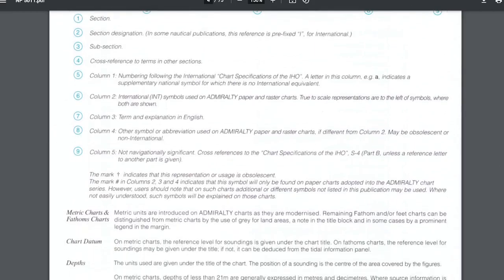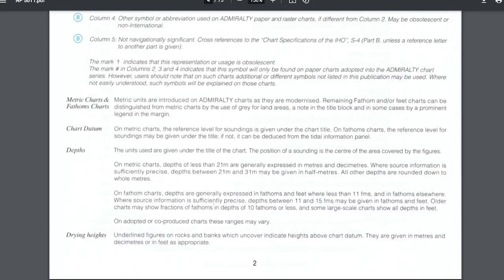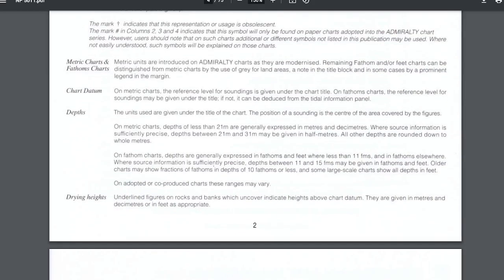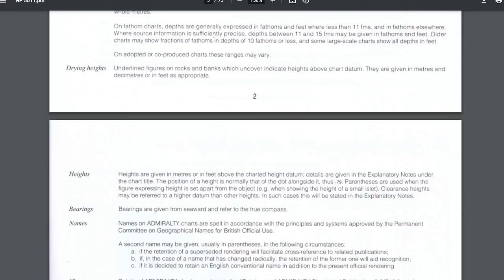So yeah, metric charts and fathom charts. Mostly we use metric charts nowadays, and you can read these important definitions later on. Drawing height is important. Underlined figures on rocks and banks which uncover indicate height above chart datum. They are given in meters and decimeters or in feet as appropriate.